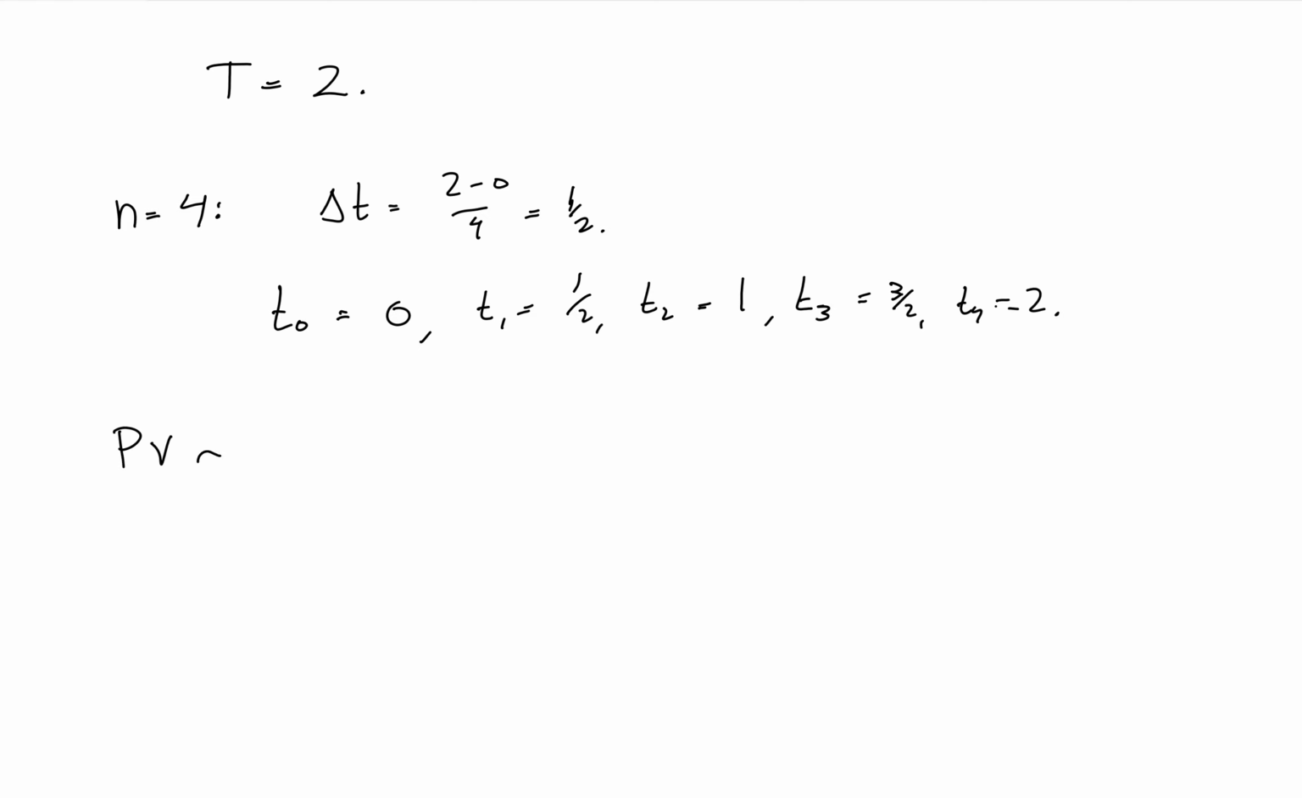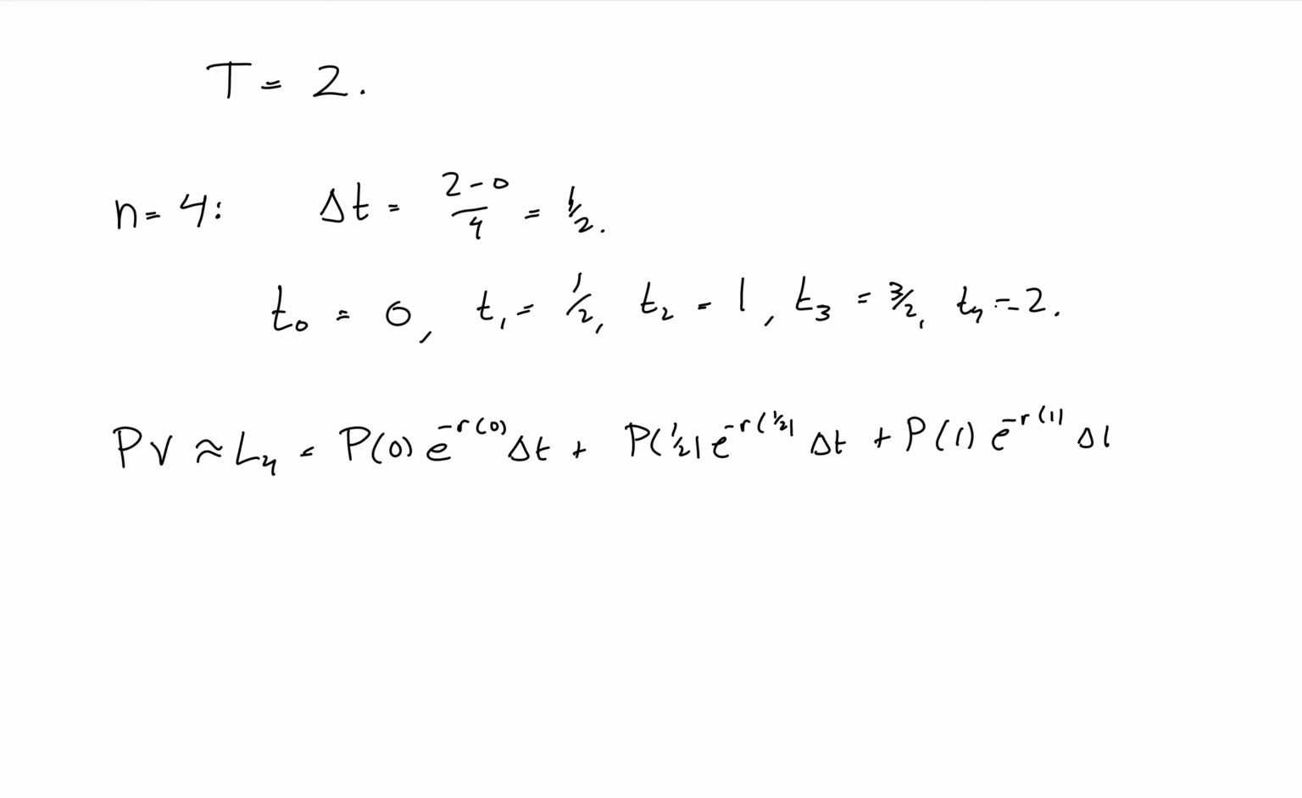So my present value, which is approximately L of 4, this is p of 0, e to the minus r times 0, delta t, plus p of 1/2, e to the minus r times 1/2, delta t, plus p of 1, e to the minus r times 1, delta t, plus p of 3/2, e to the minus r times 3/2, delta t.